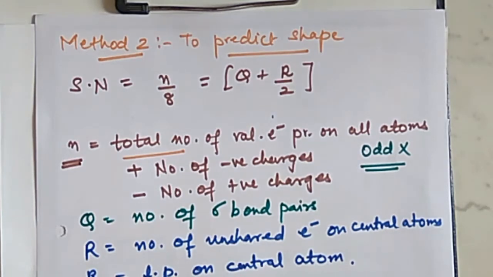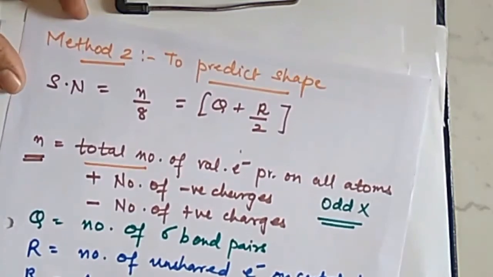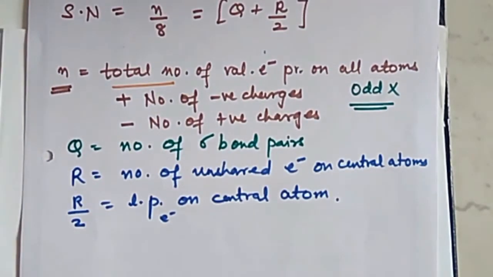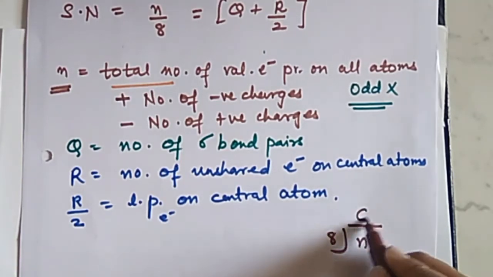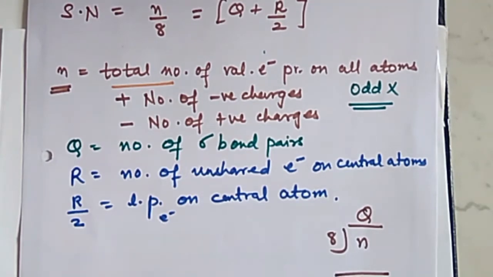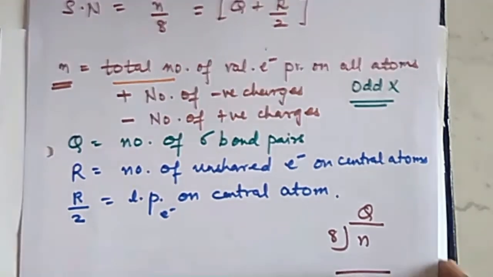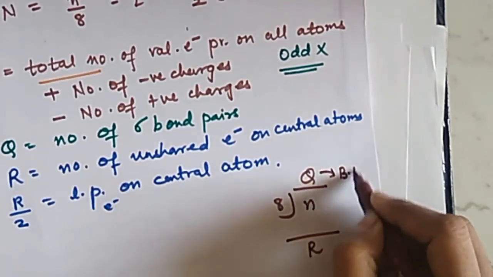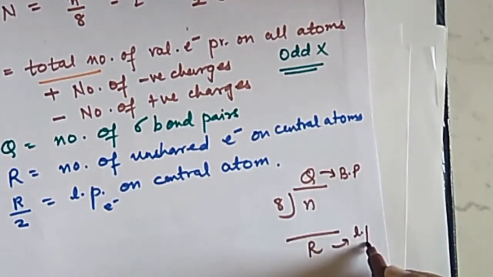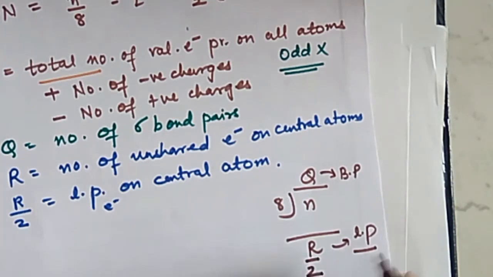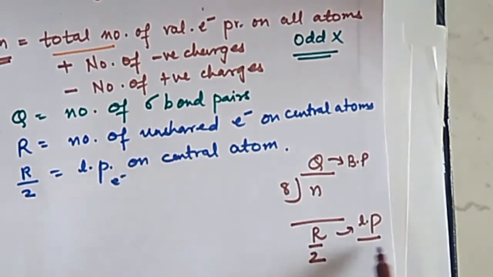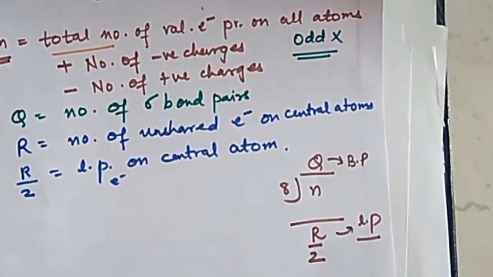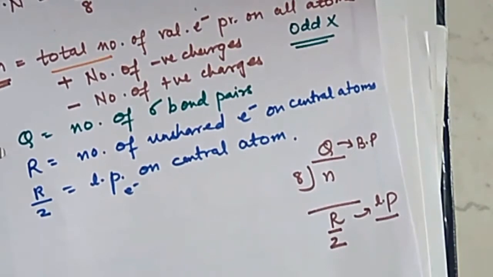This is the method we can understand this way: if we divide a number by 8, whatever we get is Q and the remainder is R. Q gives you the bond pairs and R gives you the unshared electrons. R divided by 2 gives you the lone pairs. We'll take examples so you will be able to understand better.